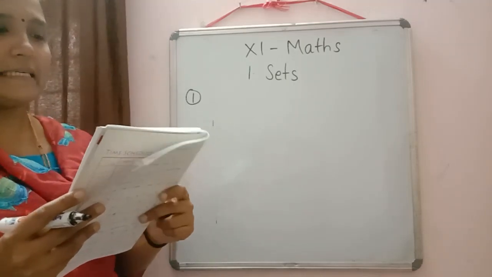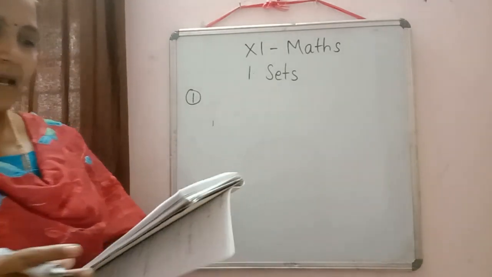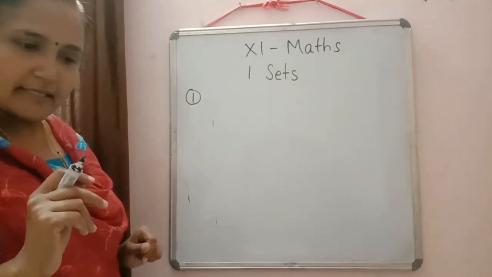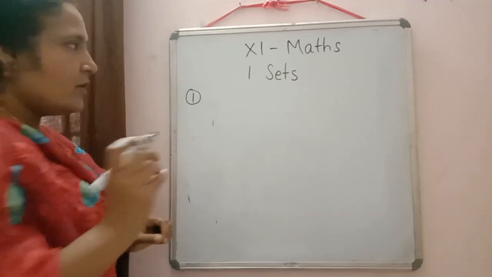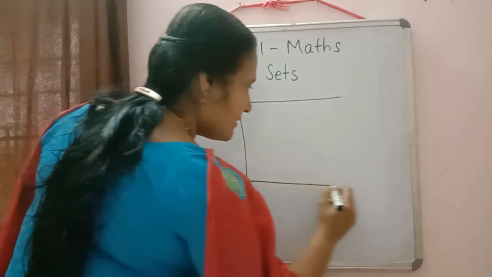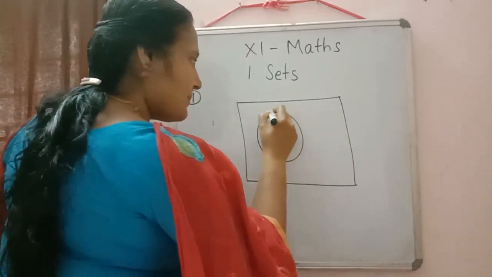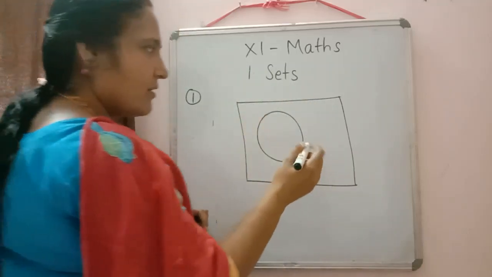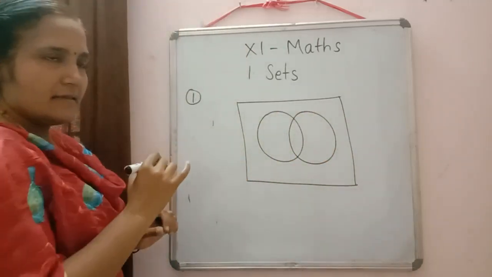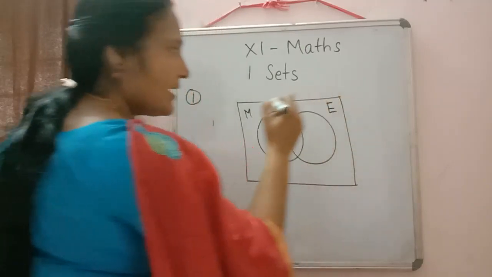In a class of 35 students, 17 have taken mathematics, 10 have taken mathematics but not economics. So here we have two subjects, mathematics and economics. So two subjects we will consider as two sets. According to the Venn diagram, the universal set is represented by a rectangle and all the remaining subsets of the universal set are represented by circles. So here the first circle we can take as subject maths and the second one as economics.